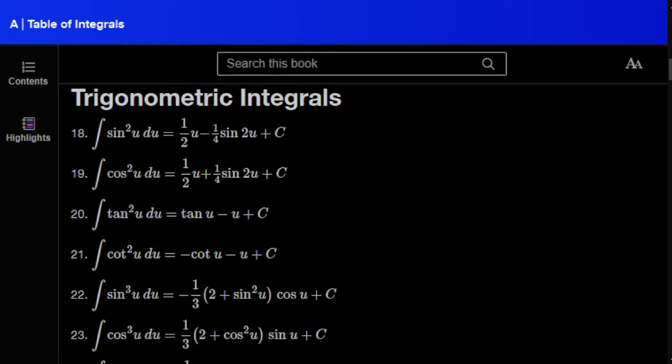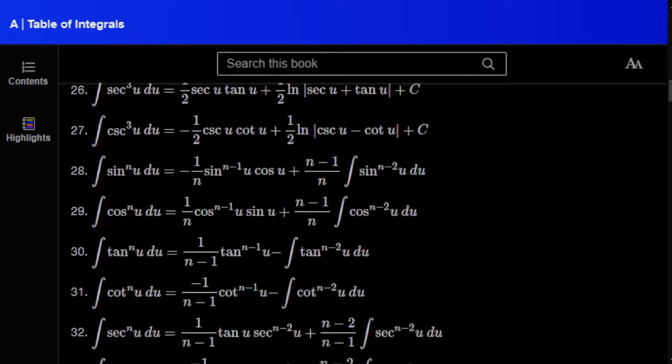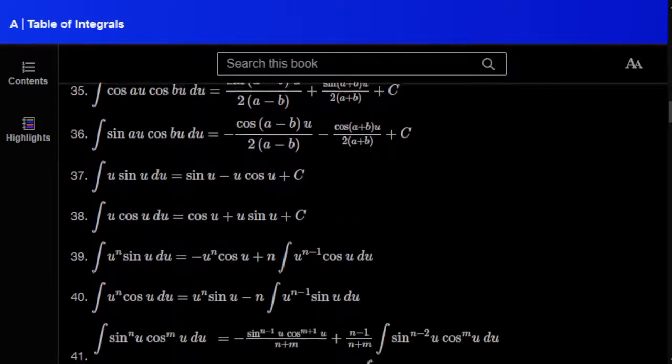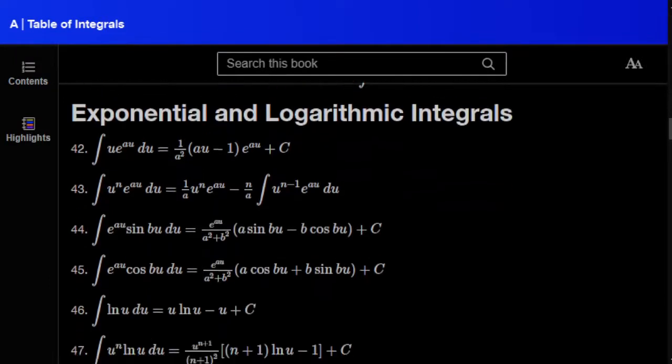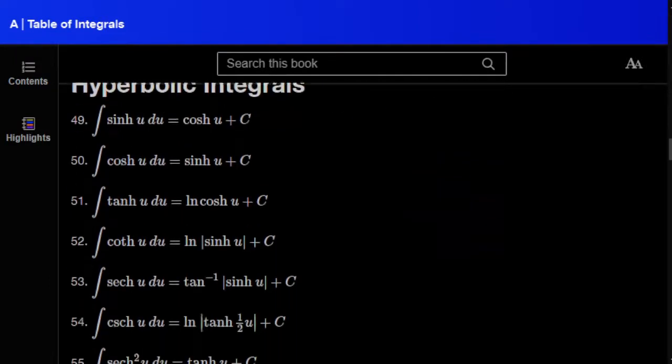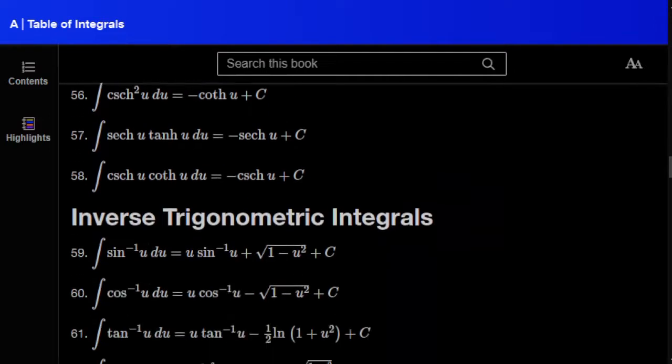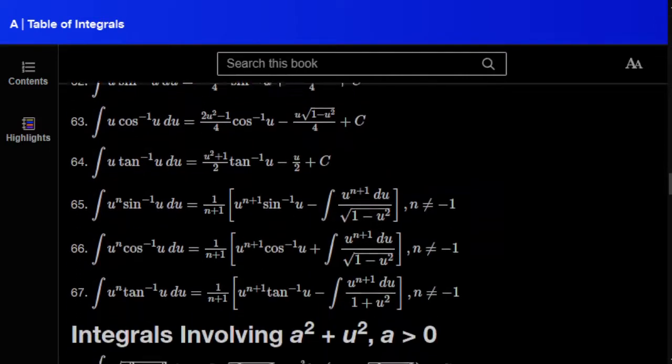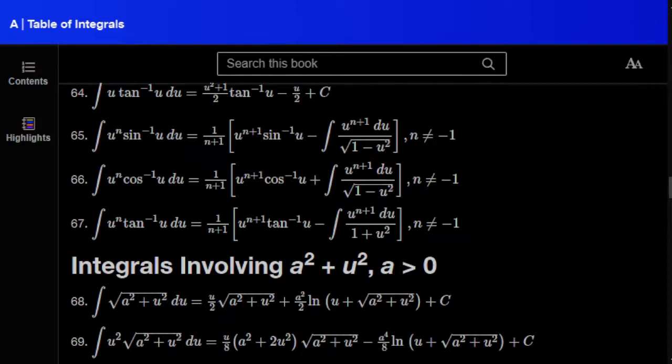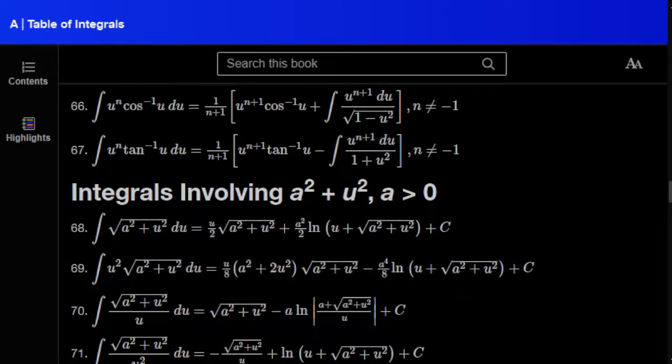And then we get into the trigonometric integrals, which are not of any help here because we don't have any trig functions in our integral. Likewise, we don't have any exponentials or logarithmic or hyperbolic functions or inverse trigonometric functions. So we want to scroll down past all of that until we get to this heading, integrals involving a squared plus u squared, where a is greater than 0. And this is starting to look promising. In fact, that very first one looks promising to me.